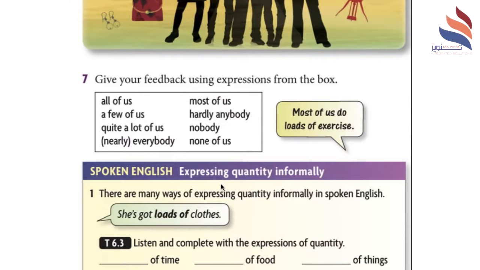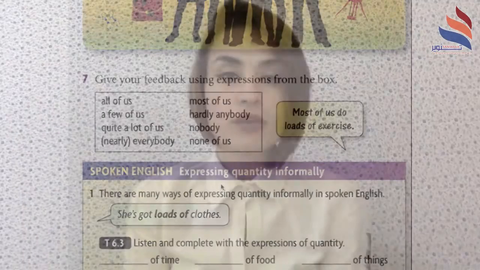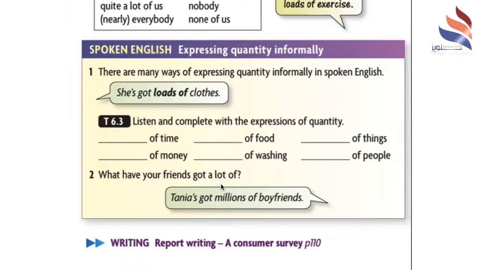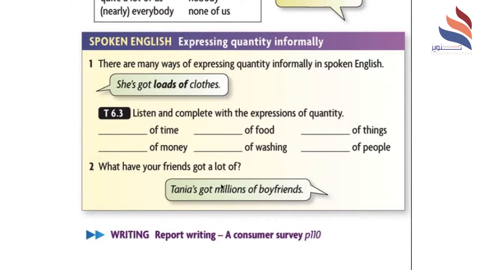And in exercise 7, give your feedback using expressions from the box. The box is about all of us, or two exercise classes. It could be like this: a few of us buy designer clothes. It's up to you to use, okay? Most of us don't smoke. Hardly anybody goes clubbing every week. Nobody goes clubbing every week. None of us is married. Things like that.